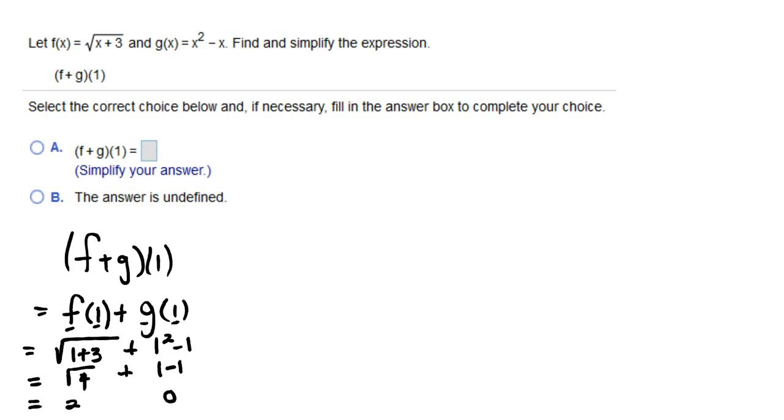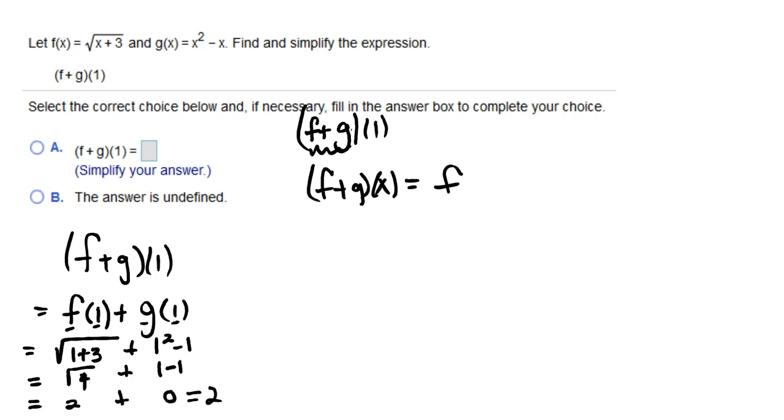If I add those two together, I get 2 plus 0, and that gives me 2. So that's one way to do this problem. The other way to do the problem is, since we're trying to find f plus g of 1, first I need to find f plus g of x. So this means I want to add the function f of x to the function g of x.